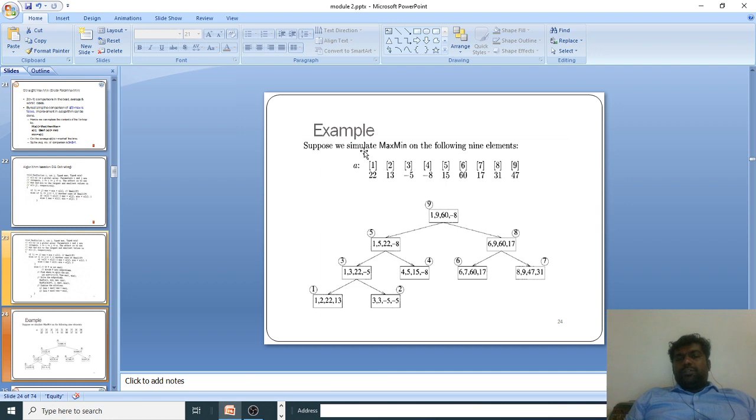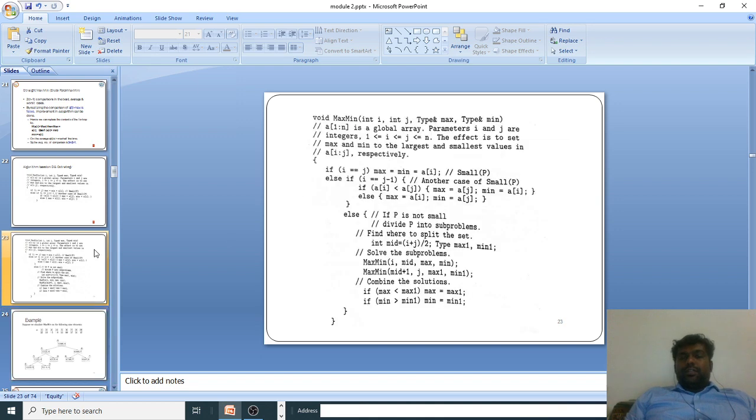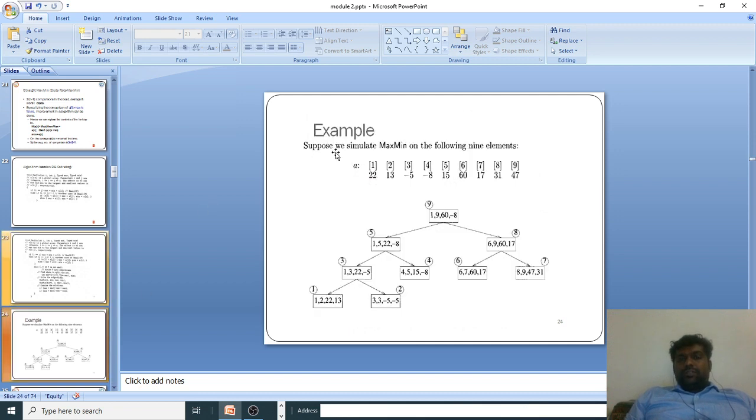Now, suppose we simulate MaxMin on nine elements, positions 1, 2, 3, 4, 5, 6, 7, 8, 9. According to this algorithm, MaxMin(i, j, max, min). Now, what is the value of i? The value of i is 1, and j is 9. In this, the maximum is 60 and the minimum is minus 80. Now, on dividing this, it is (1 plus 9) by 2, that is (i plus j) by 2. What are you going to get? 5. So 1 to 5 on the left hand side, 6 to 9 on the right hand side.